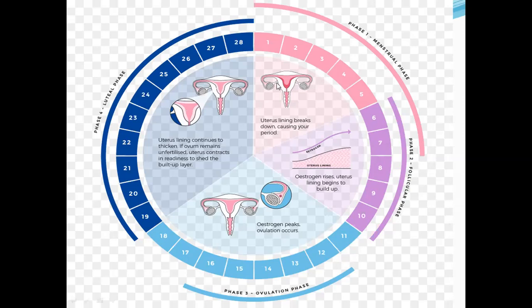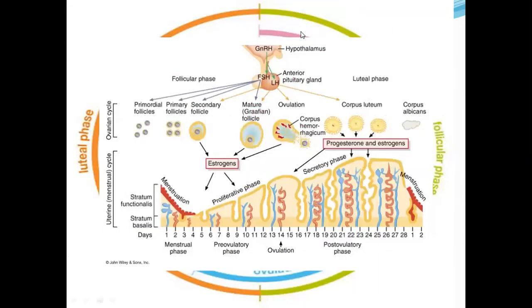Now let us discuss all these phases in detail. First of all, you should be clear about this. The part of the brain that controls this whole cycle is the hypothalamus. Hypothalamus is the part of the brain that controls this cycle, right? Now, the hypothalamus will secrete a special hormone called gonadotropin releasing hormone, or gonadotropin releasing factor.